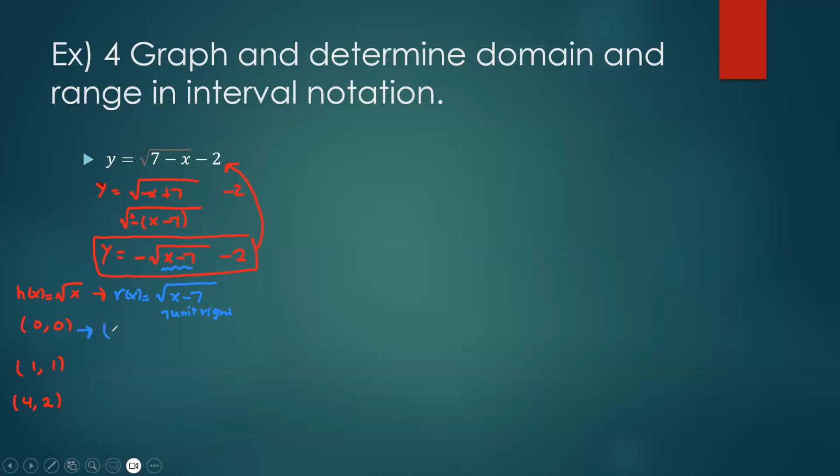So (0, 0) would be (7, 0). (1, 1) would be, you add 7 to the x value, so 7 plus 1 is (8, 1). And then you add 7 here, so 7 plus 4 is 11.